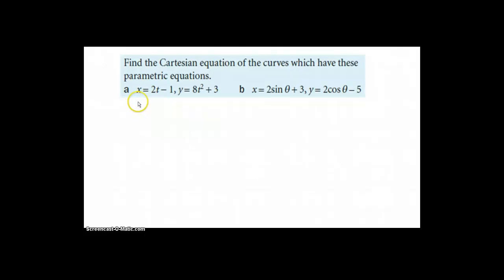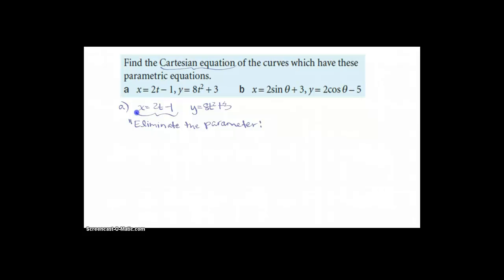This says find the Cartesian equation of the curve which have these parametric equations. A Cartesian equation is in y and x only. So here I have on A, x equals 2t minus 1 and y equals 8t squared plus 3. If they want me to find the Cartesian equation of the curves, basically what they're asking me to do, and they could use this wording too, so make sure you know this, they're asking you to eliminate the parameter, get rid of t, find a direct relationship between x and y.